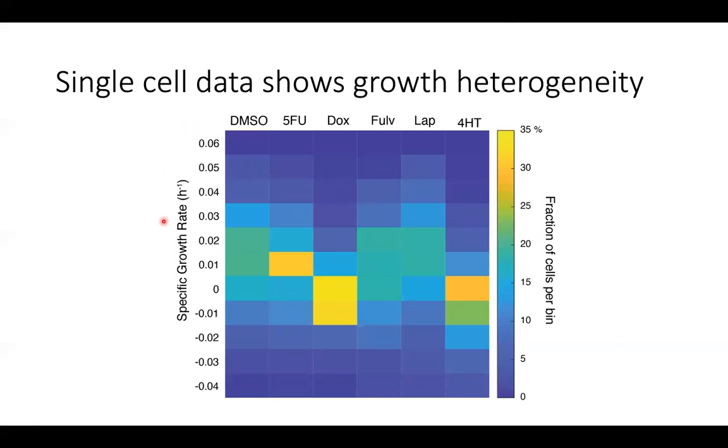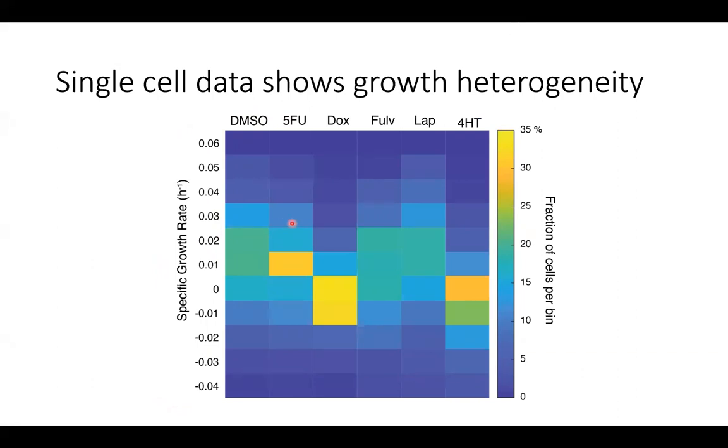Here we bin cells by their specific growth rate as shown on the left side. The colors represent the fraction of cells in each bin such that the entire column adds up to 100%. Along the top, each column represents either the control or a different treatment group. When we look at cells in the control group, we can see that there are a few cells that grow slowly, a few cells that grow rather quickly, but most cells fall into an intermediate growth rate.